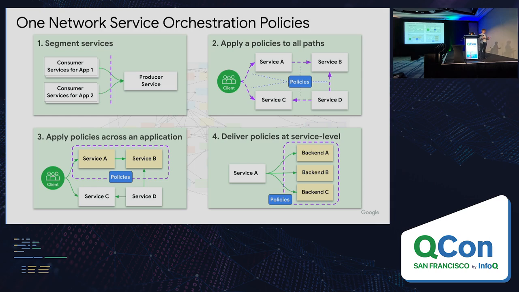And the fourth one is to deliver policy at the service level. So that is management at scale. Imagine that you need to provision every VM with a firewall or some configuration, and you have 1,000 of them. Instead, you can group these VMs into a single service, set up policy on the service, and then orchestrate it on each individual backend.